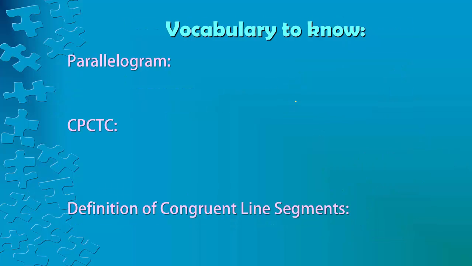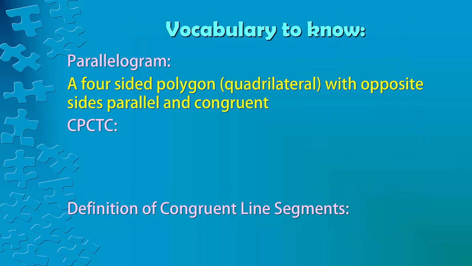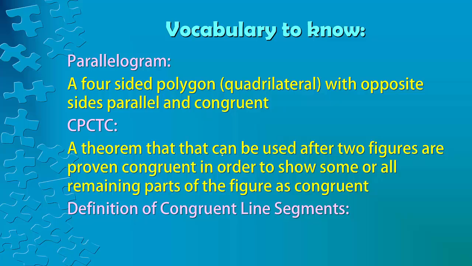All right, some vocabulary to know. We've got a parallelogram, which is a four-sided polygon, also called a quadrilateral, with opposite sides parallel and congruent. So CPCTC is a theorem that can be used after two figures are proven congruent in order to show some or all of the remaining parts of the figures are congruent.